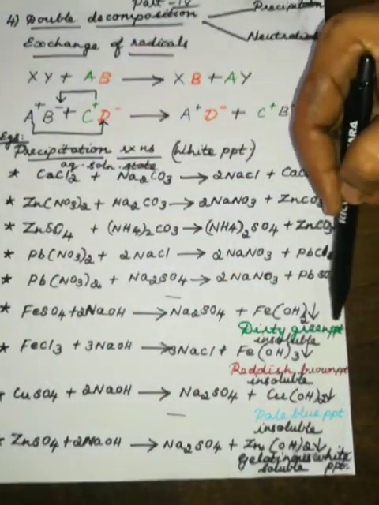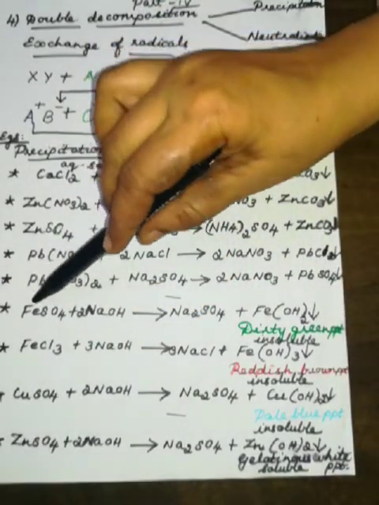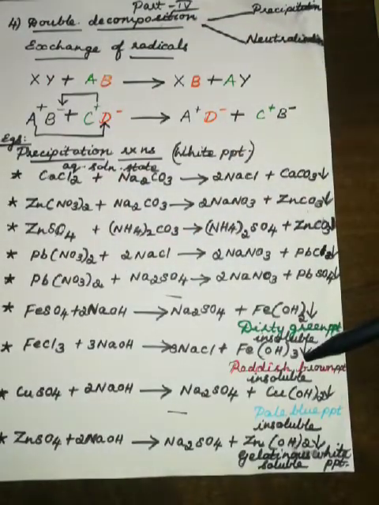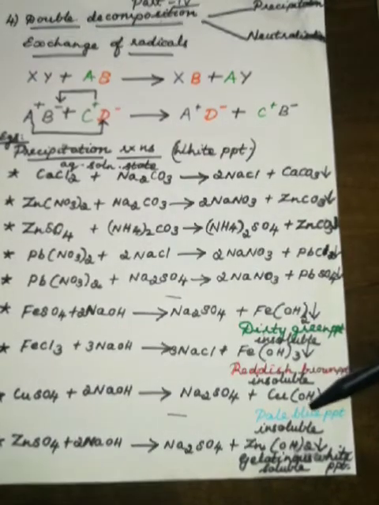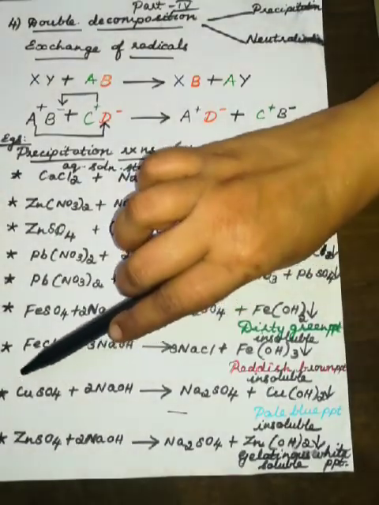If I get a dirty green precipitate, your metallic ion is Fe2+. If it is a reddish brown precipitate, your metallic ion is Fe3+. And if it is a pale blue precipitate, your metallic ion is copper.